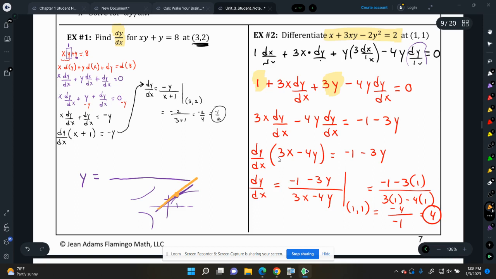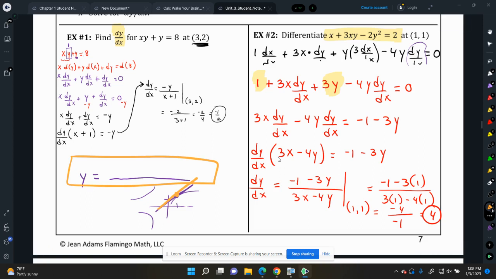That's what we just figured out. Up until now, we've been working with equations that were in this form, or could easily be put in that form. Now we're working with an equation x plus 3xy minus 2y squared. I cannot easily put that in that form, right? So because of that, in order to figure out the slope of that tangent line, I have to use implicit differentiation.